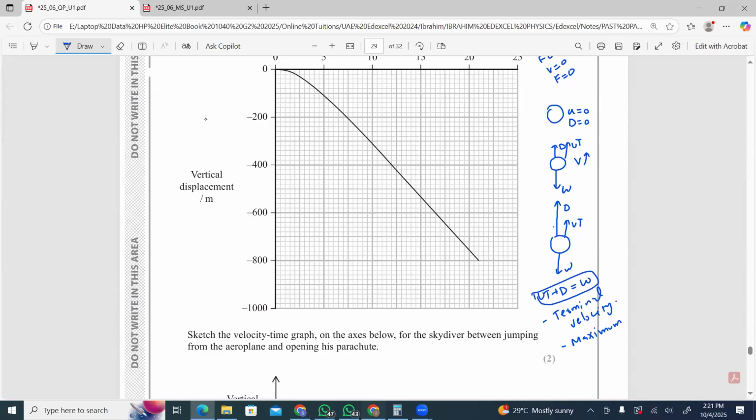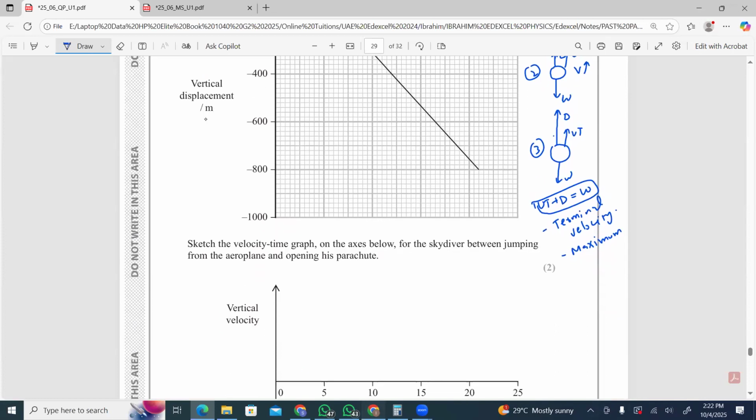So at 1, D was 0, but not at 2 and not at 3. At 2 it was rising, and at 3 it rises even more. Why? Because the speed is increasing as you're going down. So when you reach the terminal velocity, what happens? Your speed does not change anymore. So you say my speed is rising, rising, and after that my speed becomes constant. Okay, so this is for 2 and 3. At 3 all the forces become 0, so your speed becomes constant.